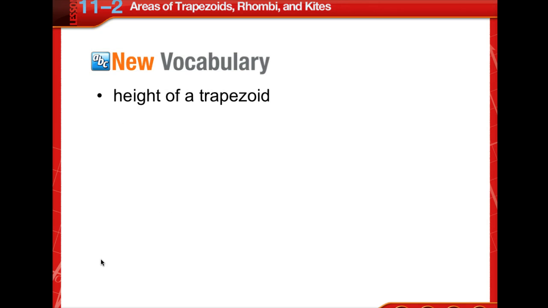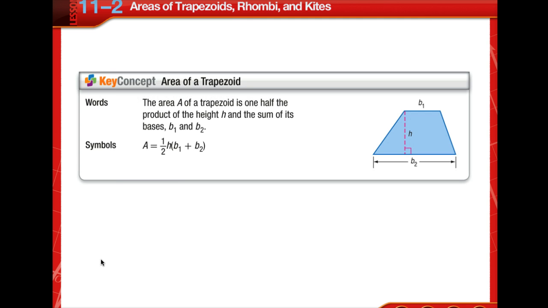One new vocabulary word, height of a trapezoid. Earlier, you learned that a trapezoid is a quadrilateral with exactly one pair of parallel sides. These parallel sides are called bases. The height of a trapezoid is the perpendicular distance between its bases. So as you see, the height of the trapezoid is the perpendicular distance between its bases.